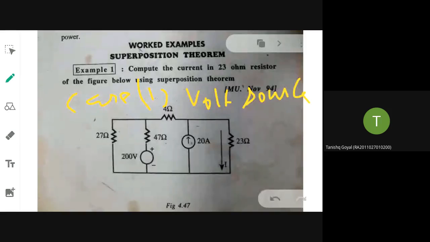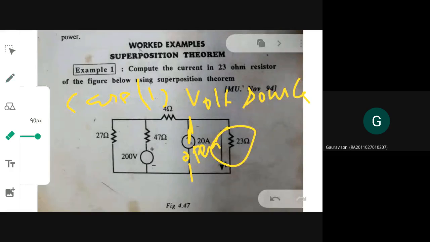So whenever there is a current source, neglecting means you have to short it or open it? Open, ma'am. Open. So this you have to open. You open this, redraw the circuit, and find out the current through the 23 ohm resistor. Understood the first step? Yes, ma'am.